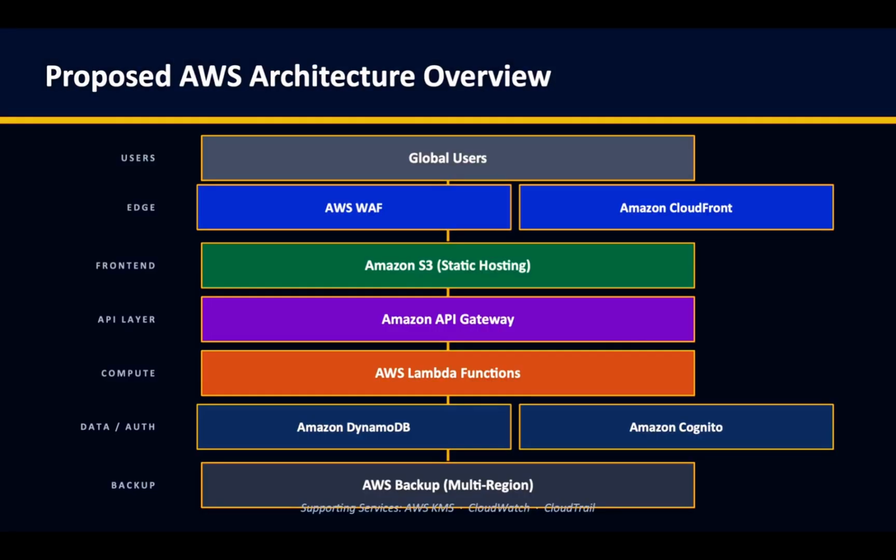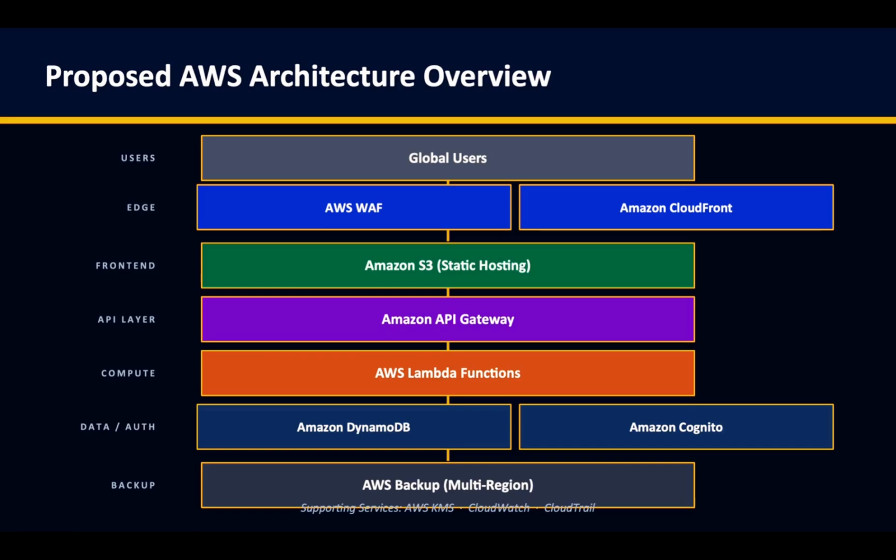Here's the overall architecture at a glance. I have designed it as a layered serverless stack. Let me walk you through it from top to bottom. At the very top, we have global users, people accessing the shopping website from anywhere in the world. Traffic first hits the edge layer. AWS WAF, the web application firewall, filters out malicious requests before they go any further. Amazon CloudFront, the content delivery network, serves content from the nearest edge location to the user. So someone in Europe gets content from a European server, not one in Sydney. Behind CloudFront is Amazon S3, which hosts the static front end, the HTML, CSS, and JavaScript files. No web servers needed.